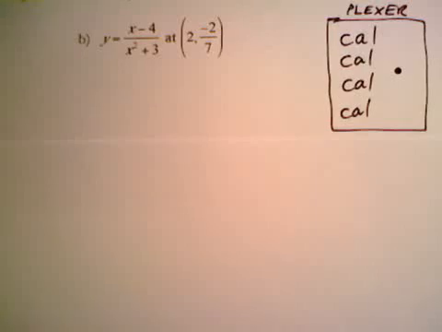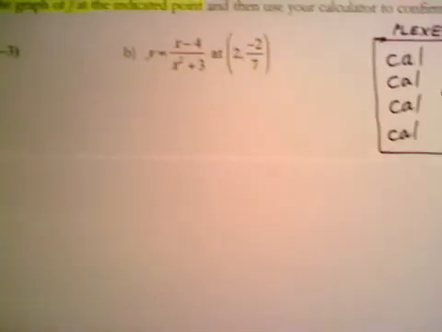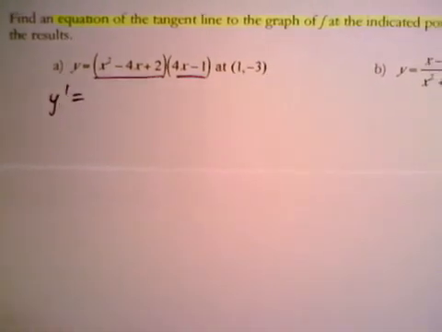Well, there's your first plexer. Go ahead and give it a shot. Pause the video if you don't want to hear the answer. The answer is focal point. Focal point. 4 cals and a point. There you go. Find the equation of the line.